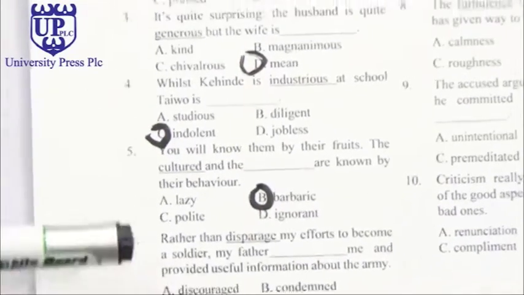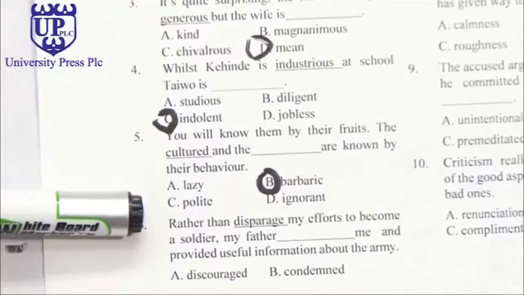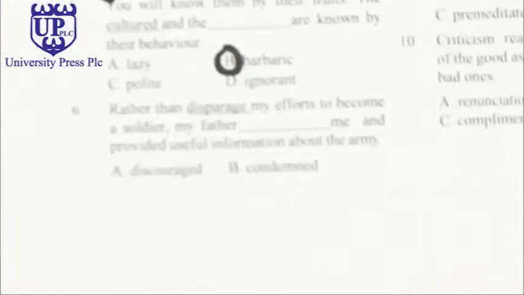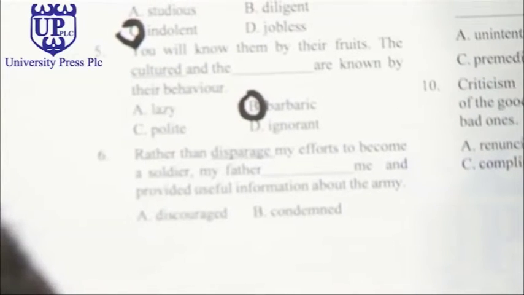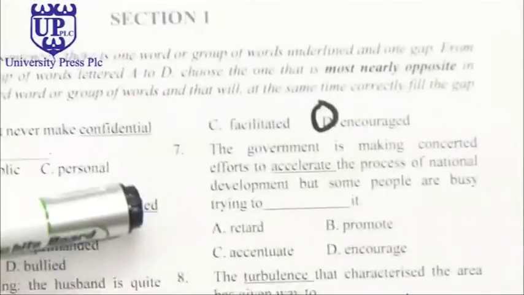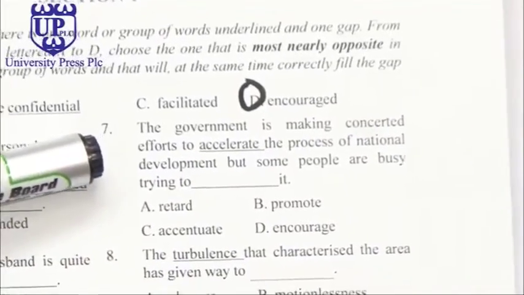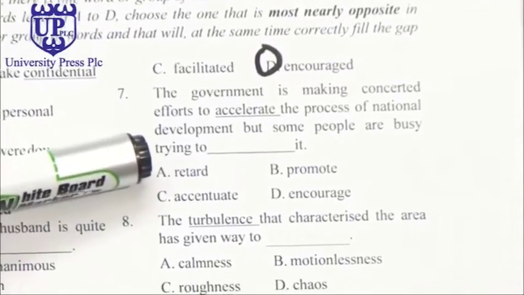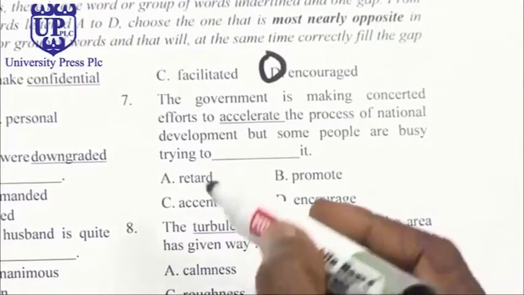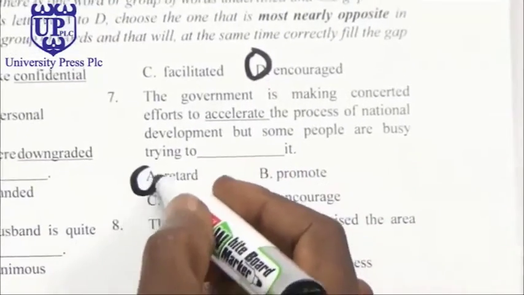Number 6, rather than disparage my efforts to become a soldier, my father encouraged me and provided useful information about the army. Disparage means what? To discourage, and therefore the opposite will be encouraged. My father encouraged me. Number 7, the government is making concerted efforts to accelerate the process of national development, but some people are busy trying to retard it. Accelerate means to speed it up, and then to retard it. Retard is to bring it back.